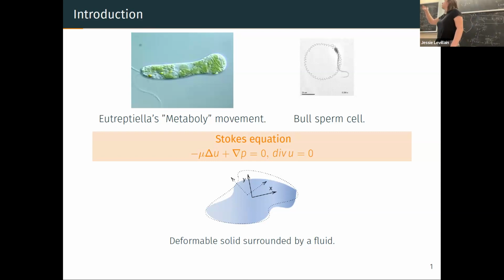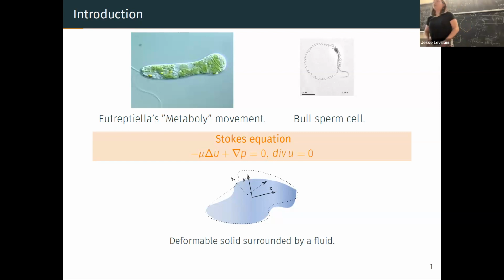Some really concrete examples of that are a bull sperm cell, which is swimming with its flagellum. This one is swimming in a circle because it was genetically modified, but it is still swimming. And the other one is an algae, Euglena, which has a very specific movement called metaboly. It's deforming its whole body in order to swim. So those two examples are really small, in a fluid, and are deforming in order to swim.